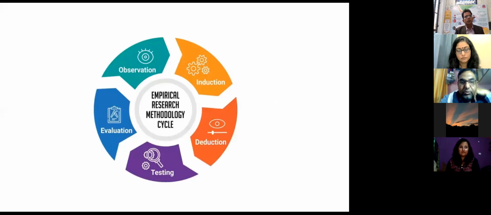So I am almost coming to the end. This is the empirical research methodology cycle. The first one is your observation, which is very important. It's very important what you observe, and there are many things you don't have to say about it. As a researcher, as a surveyor, you need to be very calm, and you should not react. Let them speak.